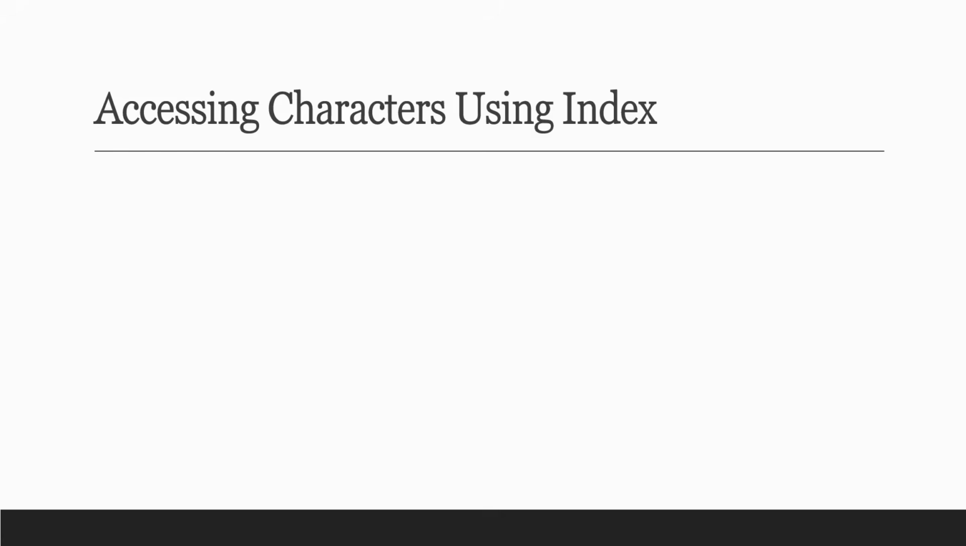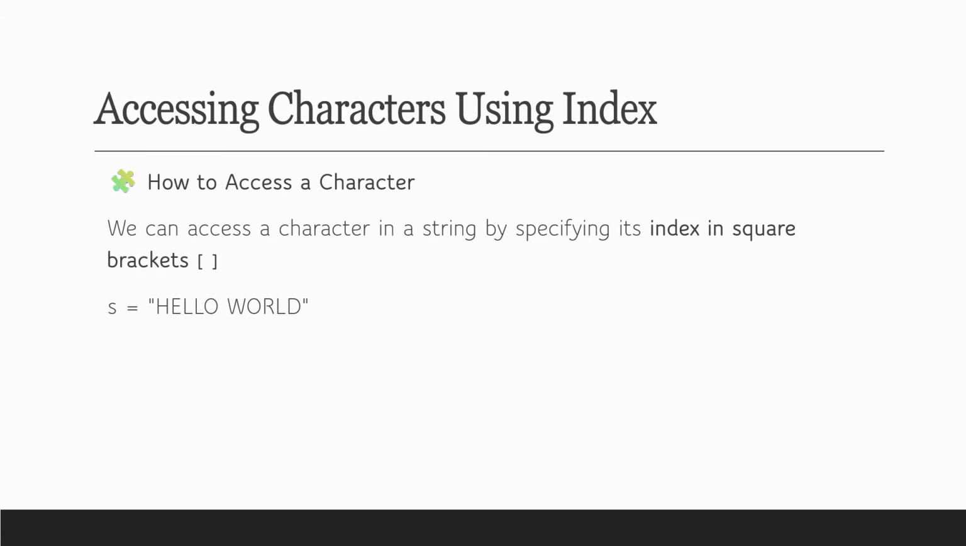Accessing characters using index. In Python, we can access any character in a string using its index number. To do this, we write the string name followed by the index number inside square brackets. Let us use the same string, "hello world".